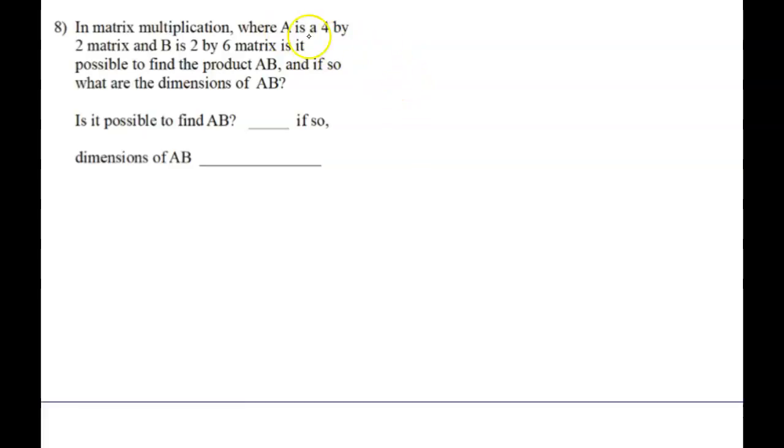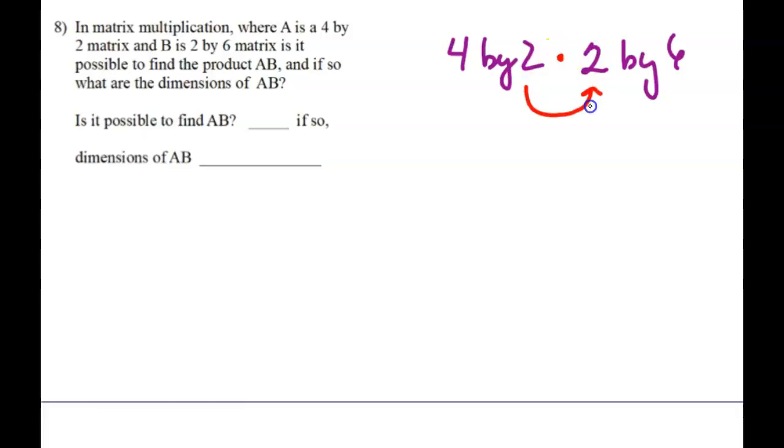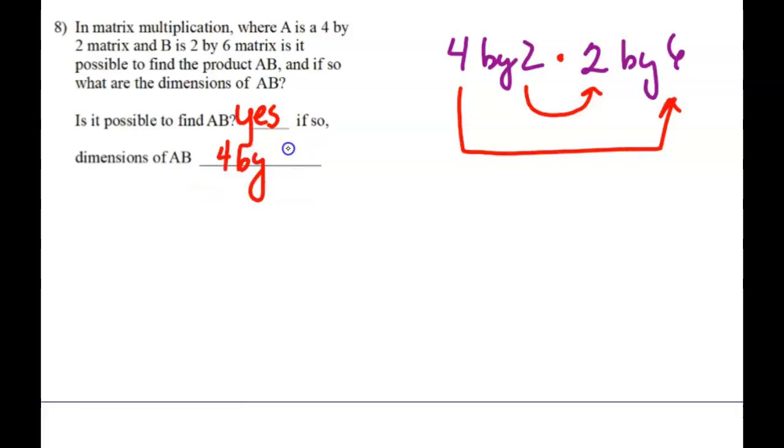All right. Number 8, if matrix A is a 4 by 2 and matrix B is a 2 by 6, is it possible to find the product? And if so, what would the dimensions be? If you weren't here yesterday, this is what we did, but matrix multiplication works as long as these line up in the middle. And so this is yes. And the dimensions will be the outside, so 4 by 6. Ooh, I'm glad we don't have to write that down. That's a lot of numbers, 4 by 6. Okay?